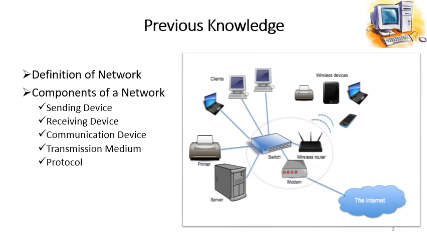Transmission medium: here in this diagram two types of transmission medium are shown. The lines actually represent the wired medium, while the signals are represented by these wave-like dotted lines, which show wireless signals or wireless medium. And protocols are the set of rules which must be followed by all the connected devices in the network so that they can communicate with each other without any difficulty or problem. So we discussed these things in the previous lesson.